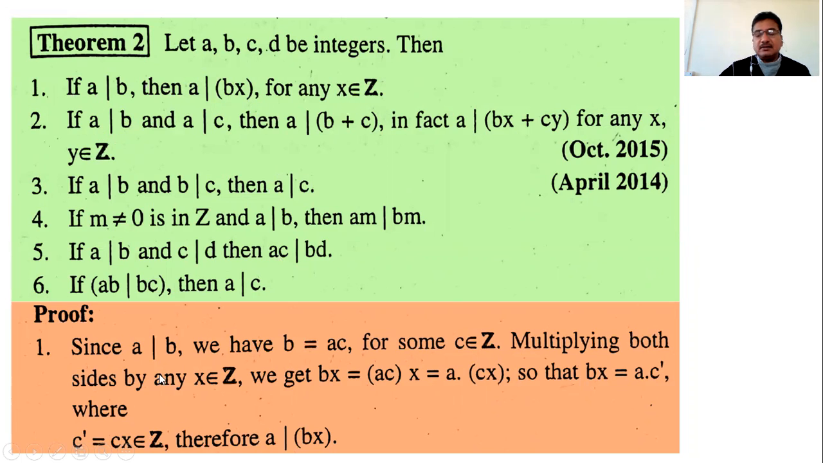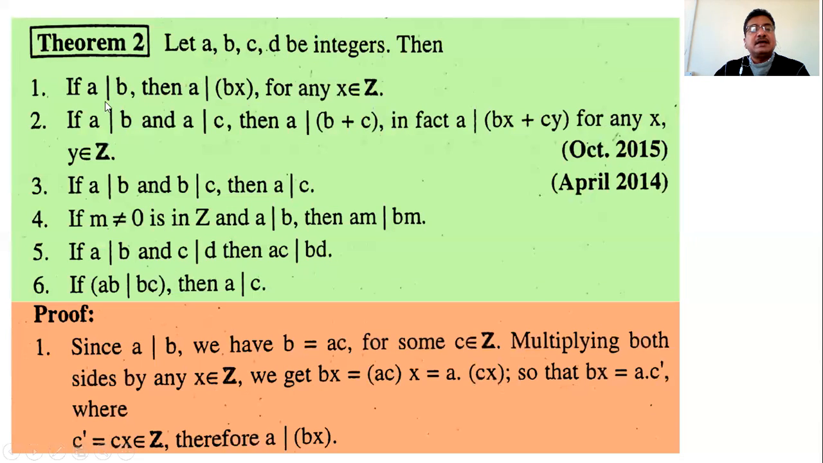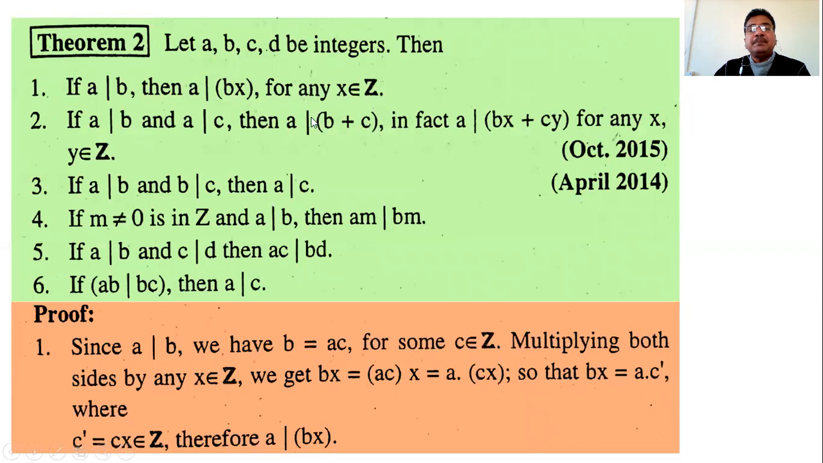Now the second: A divides B and A divides C, then we have to show A divides B plus C. Since A divides B, we have B equal to A times some integer, say K1. Also A divides C, which is the assumption, means C is expressed in the form A times some integer, suppose K2. Then we have to show A divides B plus C.